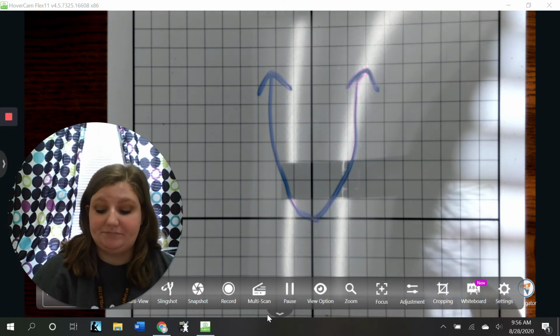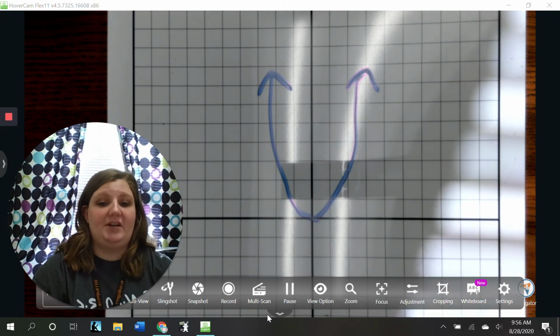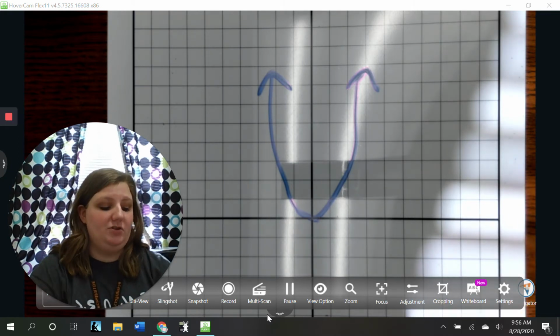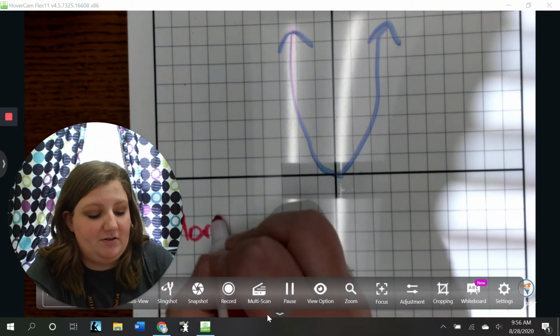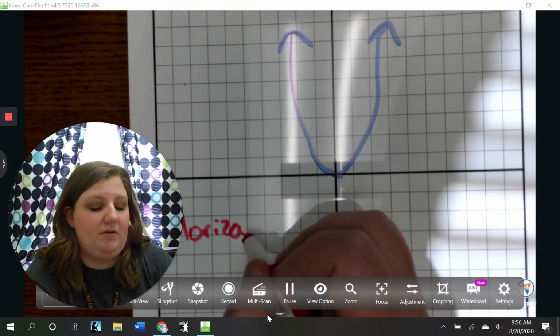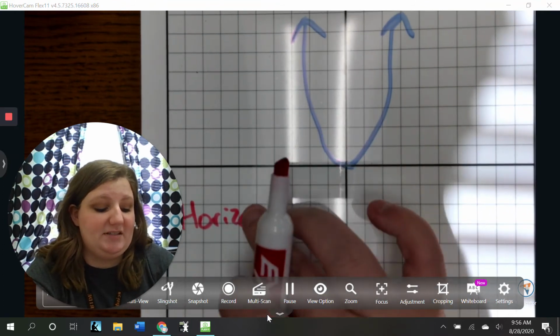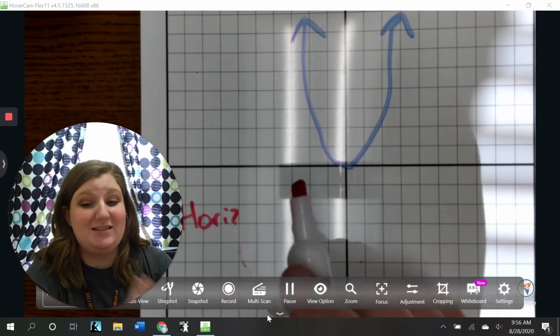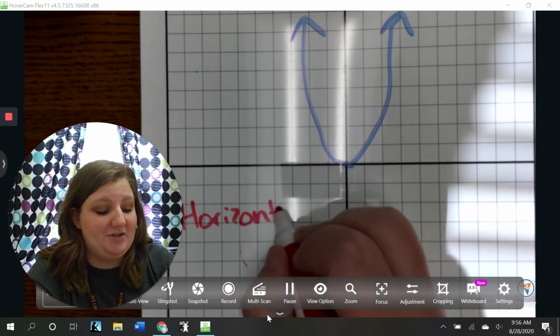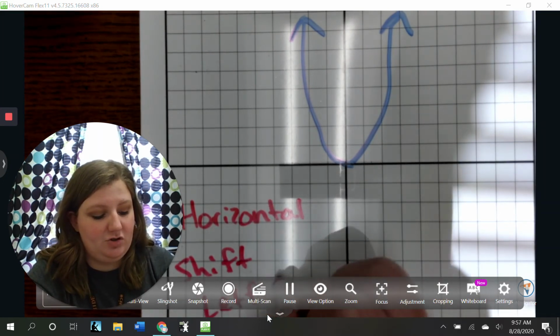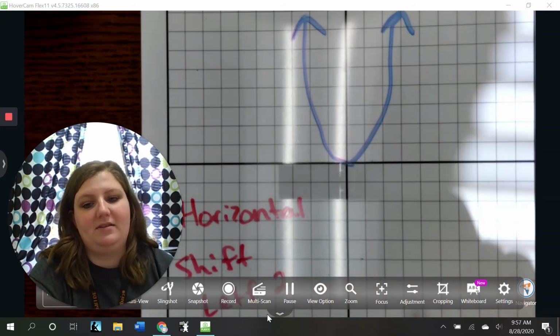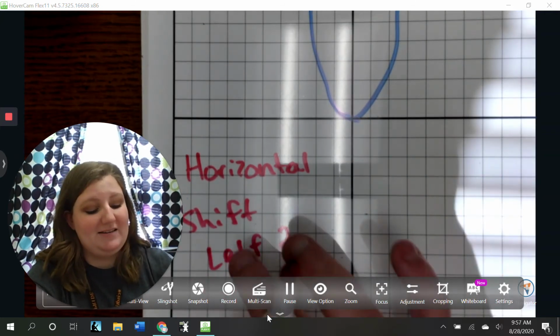So first we're going to transform this graph. Let's do some horizontal shifts. Okay, let's shift this. I'm sorry, I'm trying to spell and talk at the same time, and it's not going well. Okay, we're going to do a horizontal shift left 2. I mean, look, left. I meant to say left.